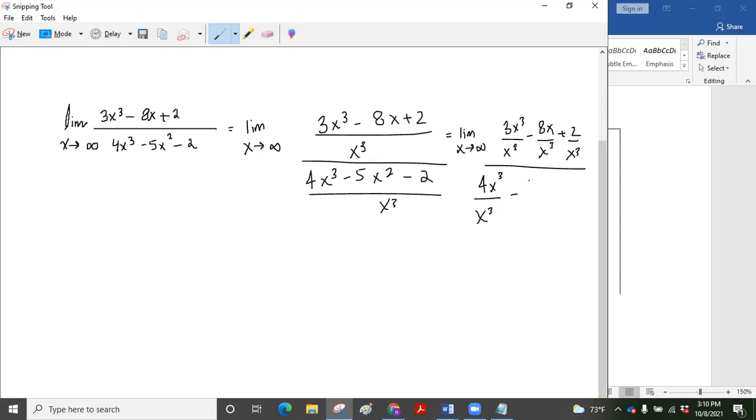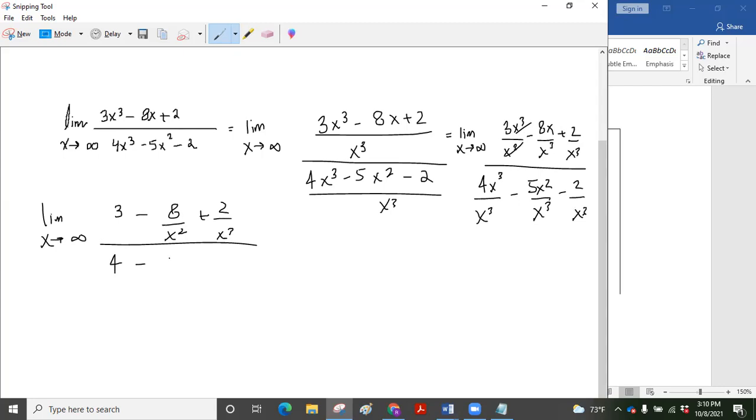x cubed minus 5x squared over x cubed minus 2 over x cubed, which is equal to the limit as x approaches infinity of, so these would cancel out. So we're left with 3 minus 8 over x squared plus 2 over x cubed over 4 minus 5 over x minus 2 over x cubed. This would go to 0, this would go to 0, this would go to 0, this would go to 0. We're left with 3 over 4.